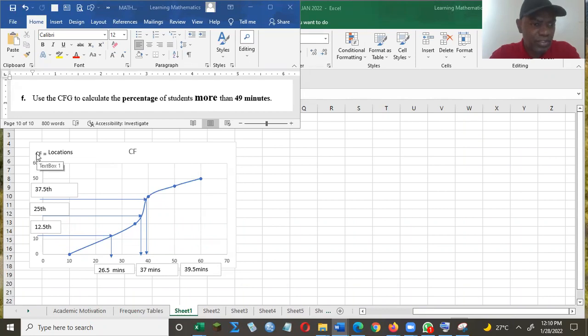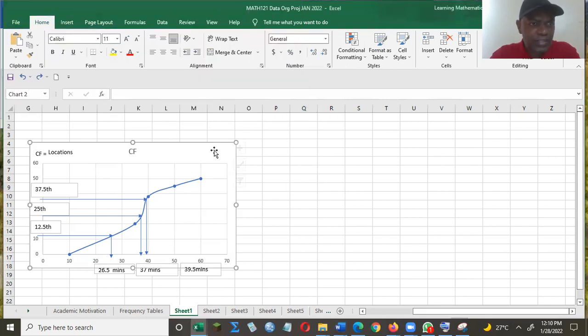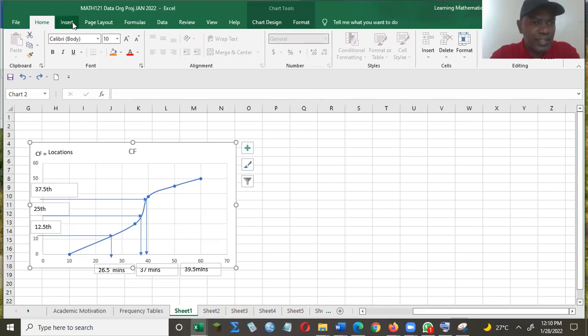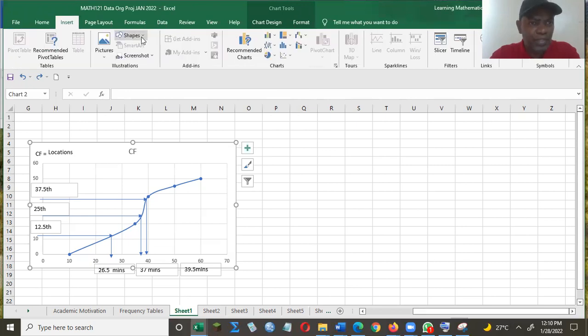Also, in the cumulative frequency graph, the y-axis has cumulative frequency, which is the number of athletes in this example, and also has locations. The x-axis is the data, which in this example is time. So we have to look for 49 minutes on the horizontal axis. In order to do that, you click on the graph that you have in Excel, go into Insert, go into Shapes, click on arrow, and then you look for 49, and then you go up.